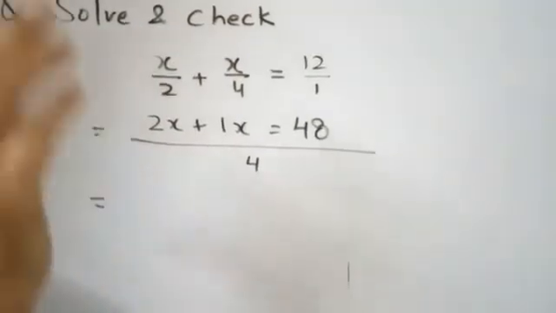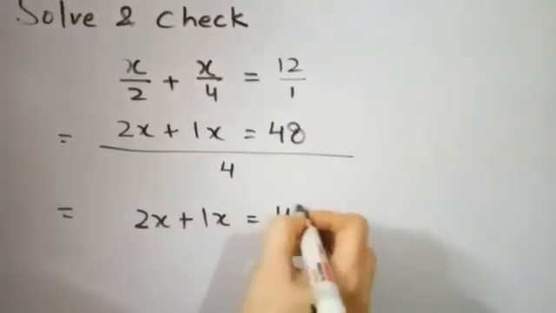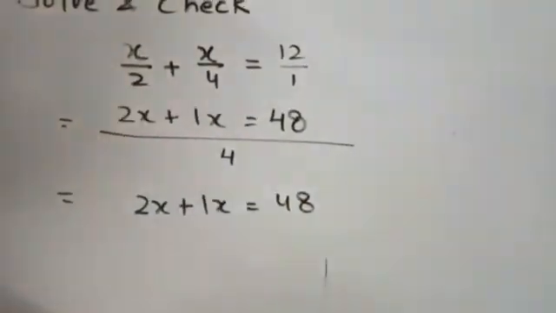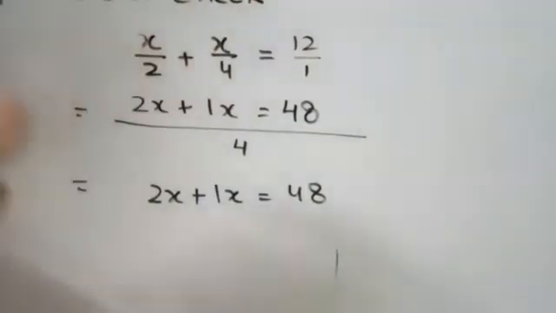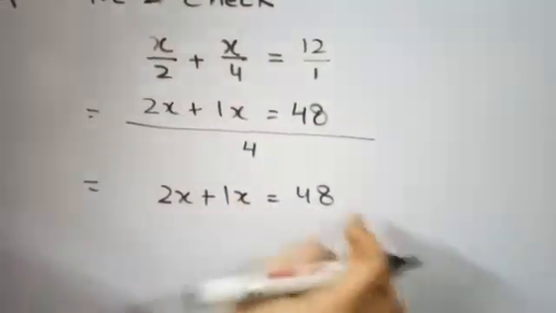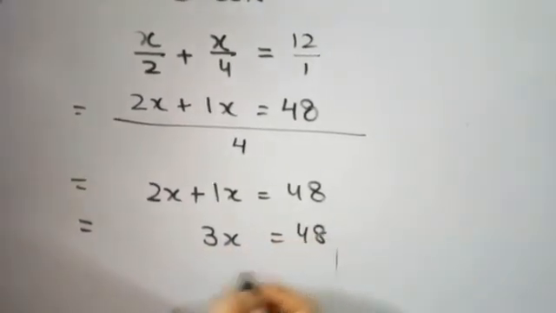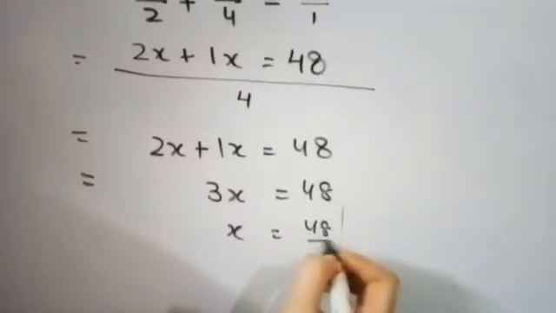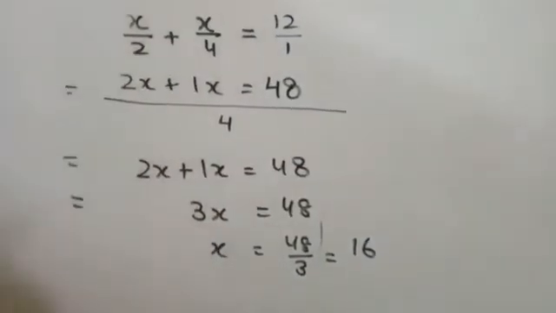So now you are going to just equate the terms of this equation leaving this 4. Now because the 4 is common to all the terms, you can now leave this 4 and you just solve this equation. 2x plus 1x is equal to 48. So 3x is equal to 48 and x is equal to 48 by 3, that is 16. So the value of the variable you have taken out is 16.